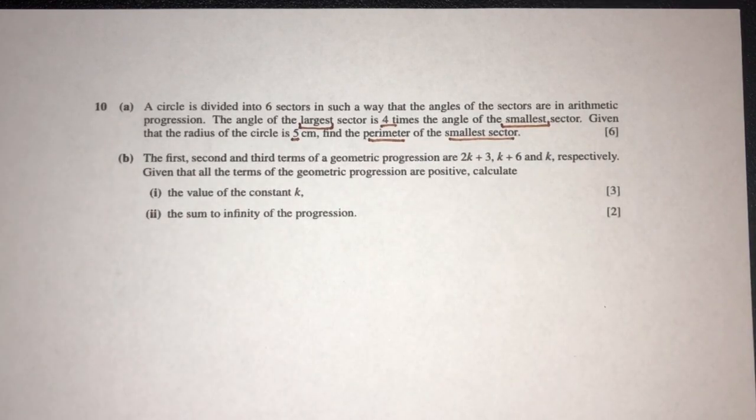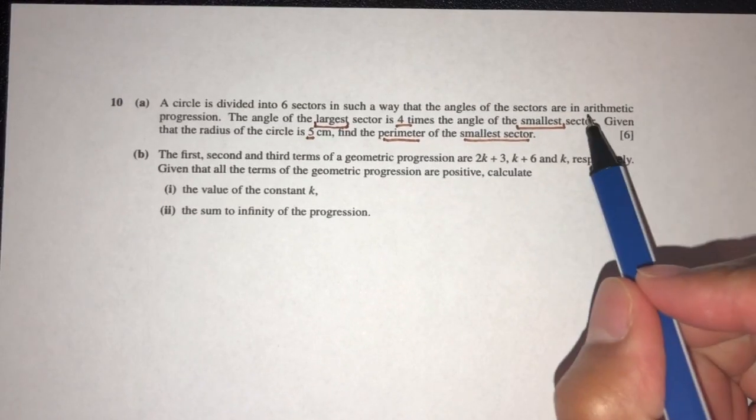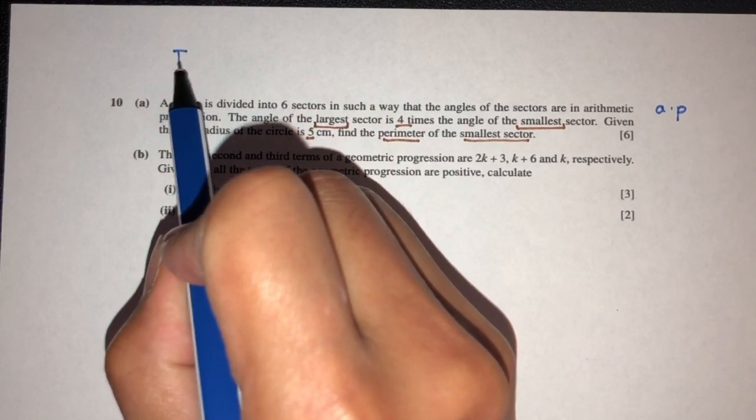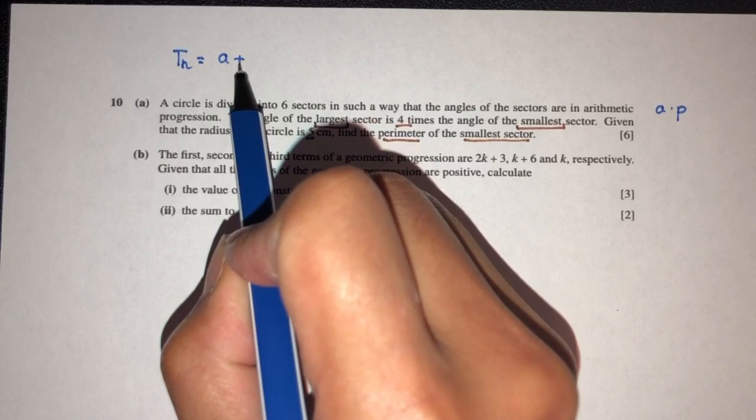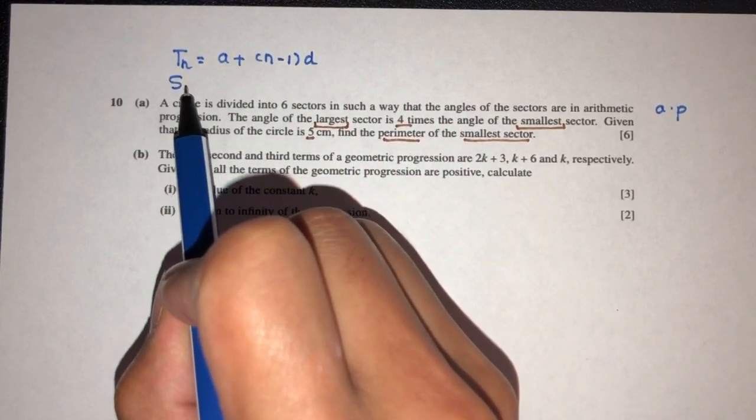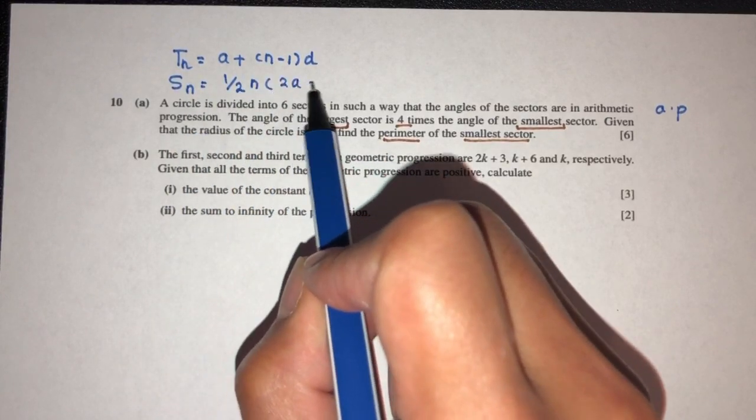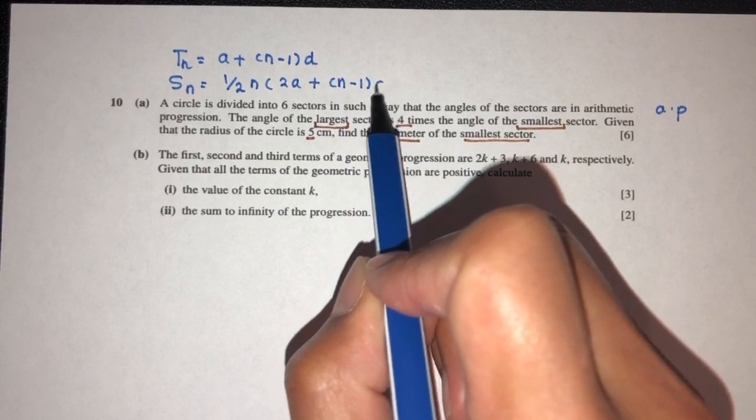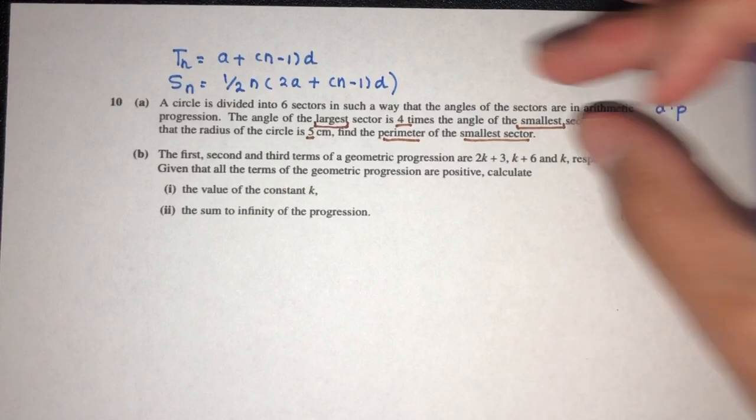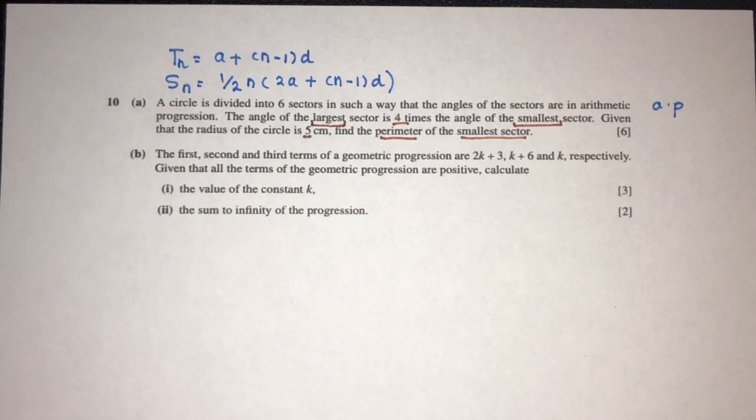So let's proceed step by step. What do we know? Right now we know it is an AP, given to you by the question, which means the nth term is a plus n minus 1 times d, and the sum of the first n terms is half n times 2a plus n minus 1 times d. Now this is given to you, obviously. You don't need to memorize, but it's always good to write this down right after you know the type of progression we have.